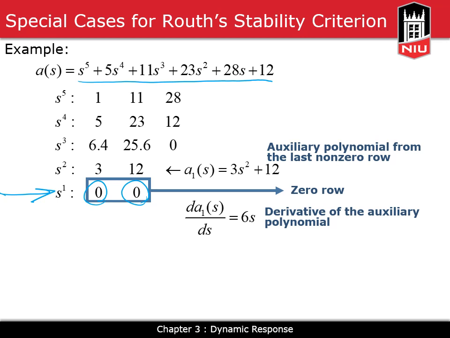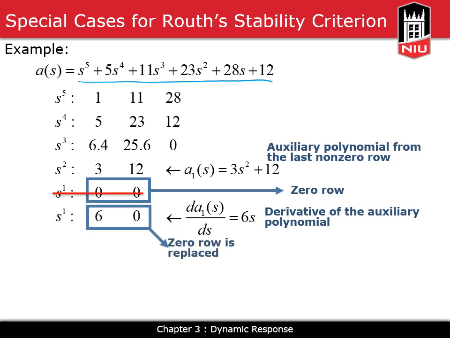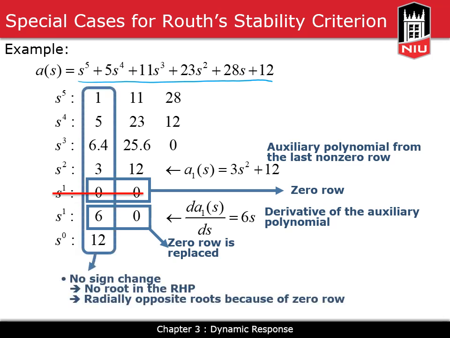So we're going to use that coefficient and replace the first term in the row of zeros. So we replace that row by 6 and 0 instead of 0 and 0. Next, we will complete the rest of the table, which is just one row remaining. We'll find the value for that one remaining row using our formula, and now the table is complete. Look at all the terms in the first column. They are all positive. That means there is no sign change, nor roots in the right half plane.